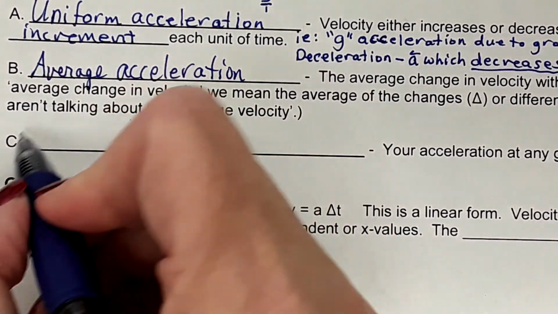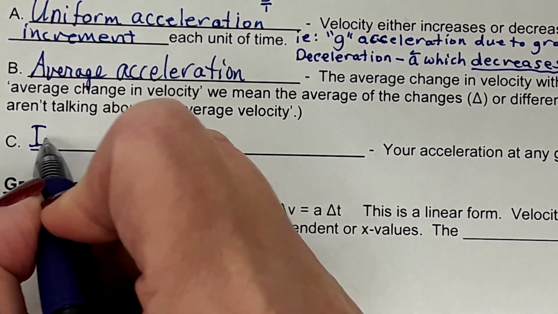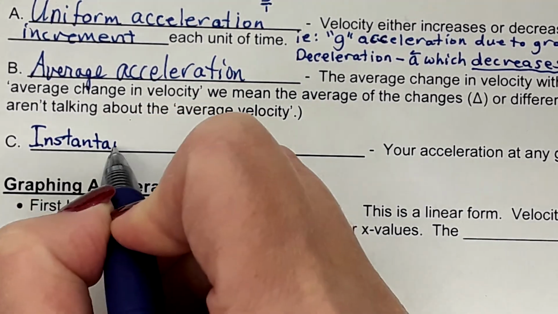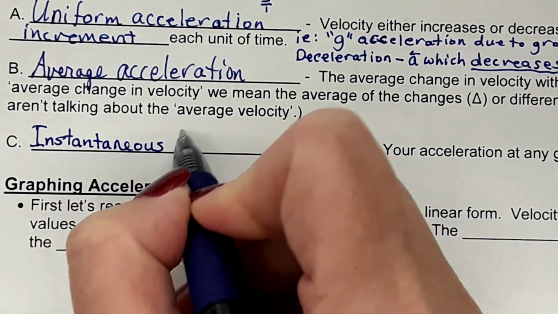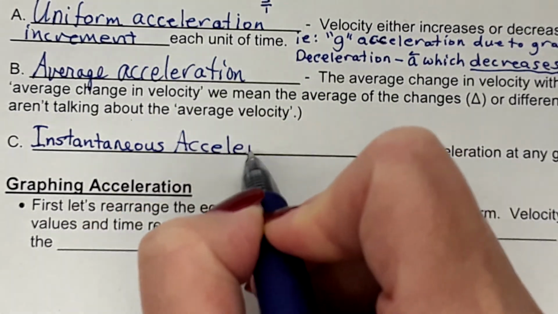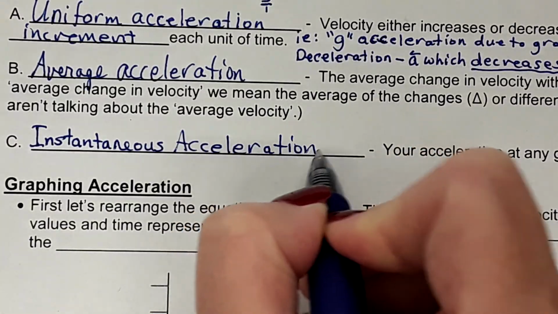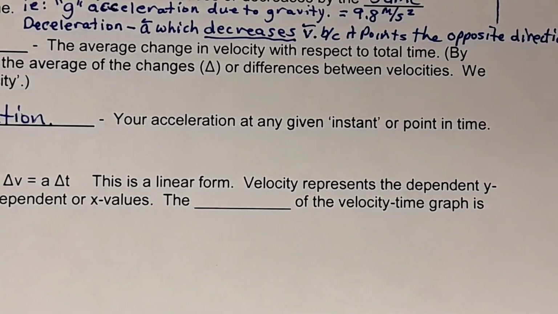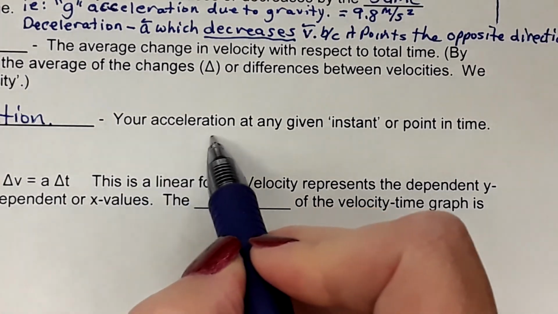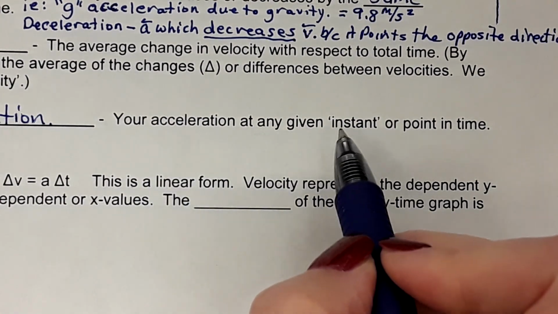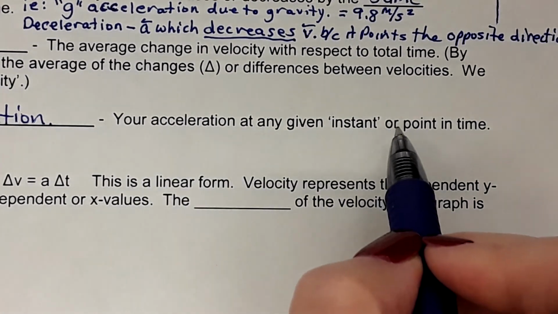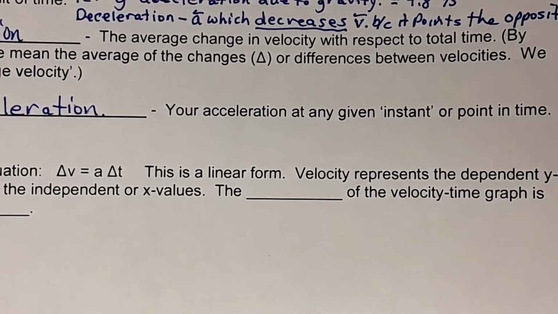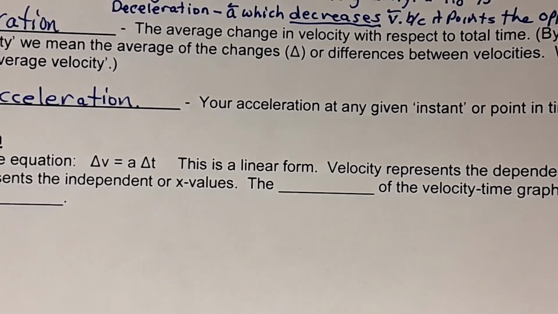And then we can also have, I wonder if anybody knows what this is. Instantaneous acceleration. I wonder what that means. Like, we've not heard that before. Instantaneous means one point in time. So, instantaneous acceleration is your acceleration at a single instant or point in time. Okay? And we're going to be looking at it on a graph in just a minute. We'll look at all of them on the graph.